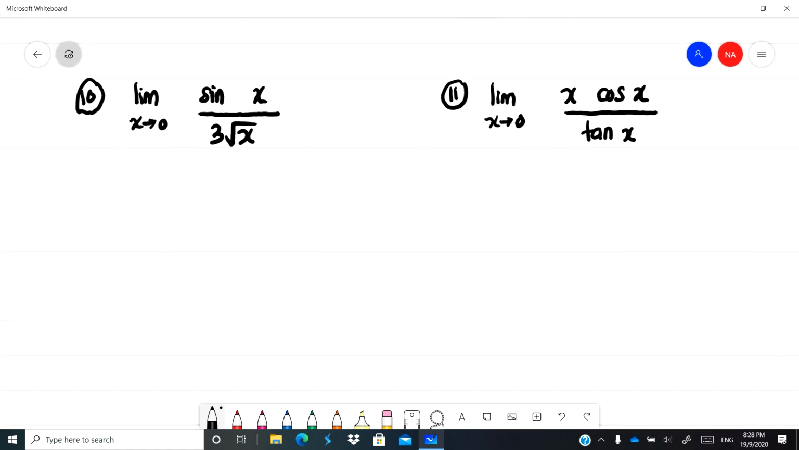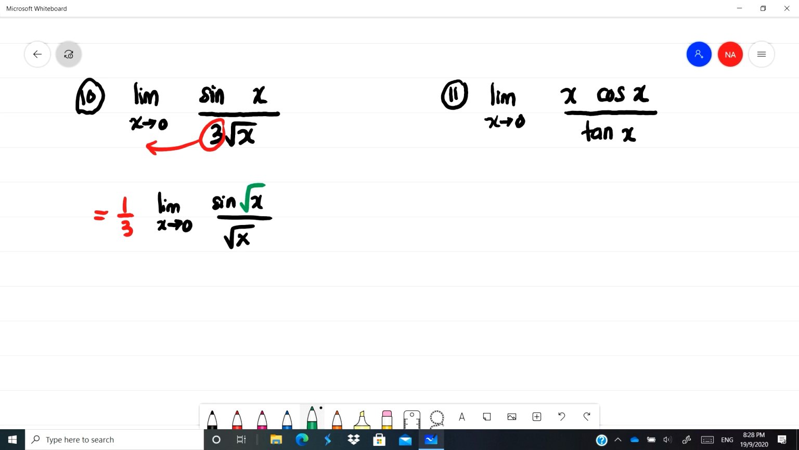For number 10, please take note that we have x here, but we have square root x there. So the first step, we can take this constant out of the limit first. So we'll have something like 1 over 3. I'm writing the limit as x approaching 0 of sine x over square root x. So we cannot simply put square root there. Where does this square root come from? The question did not give a square root.